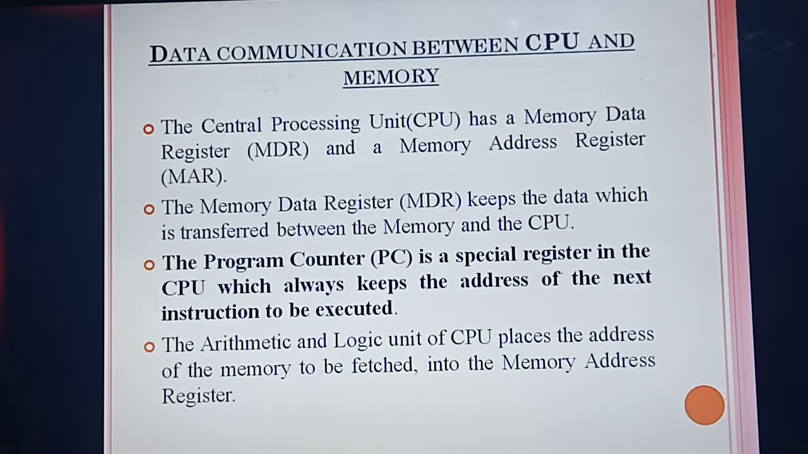Memory and the CPU. So for example, first you are transferring one piece of information, so it will keep the record. First you are transferring this information from memory to CPU, then the second one. So it will keep all the details of what data you are going to transfer between the memory and the CPU. Understood what's the use of MDR?